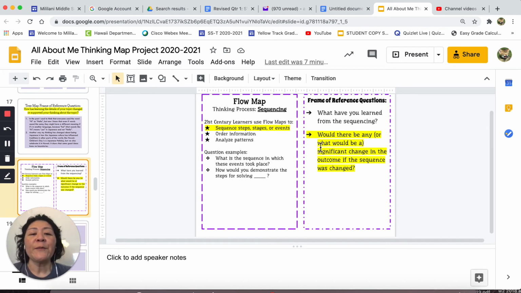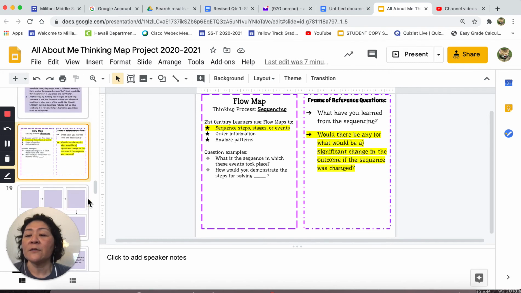And two frame of reference questions that you could possibly answer from a flow map would be, what have you learned from the sequencing? Another question would be, what would be a significant change in the outcome if the sequence was changed? Okay, so if something was missing or got moved around, what would change?